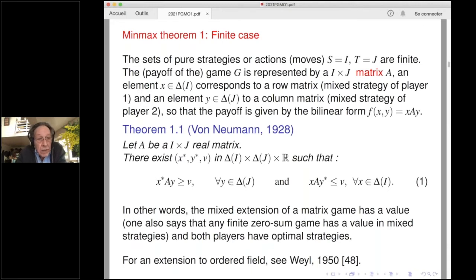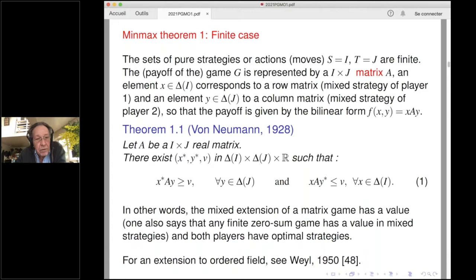And an element X of Delta(I) is a row matrix. So it's a mixed strategy of player one. It's a probability distribution on a finite set. An element Y in Delta(J) is a probability distribution on J. It's a mixed strategy of player two. And the payoff is given by F(x,y). So it's its expectation. It's a mixed extension, and it takes the form of the bilinear form xAy. So I don't put a transpose, okay? Some people put the transpose for x. Here it's just the bilinear form xAy. So it's a summation of x_i a_ij y_j.